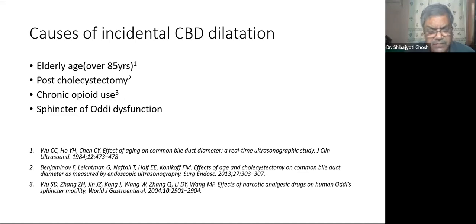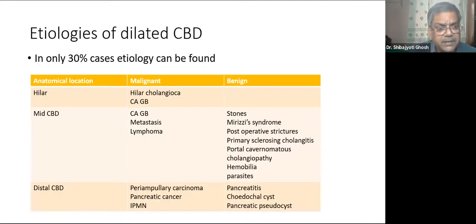And of course, this is a very, very important clinical entity. Most of the time we overlook in our clinical practice, that is the sphincter of Oddi dysfunction, and also bile duct sphincter dysfunction. So these are the two entities that we overlook most of the time in our practice when we get cases of asymptomatic dilated common bile duct.